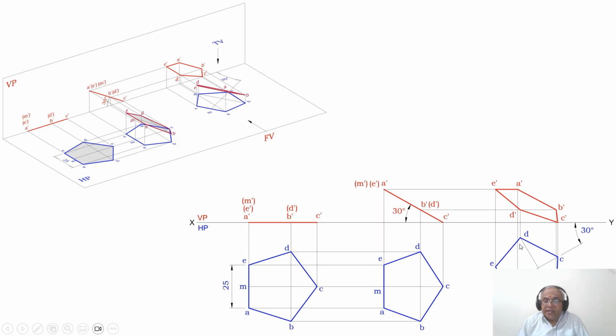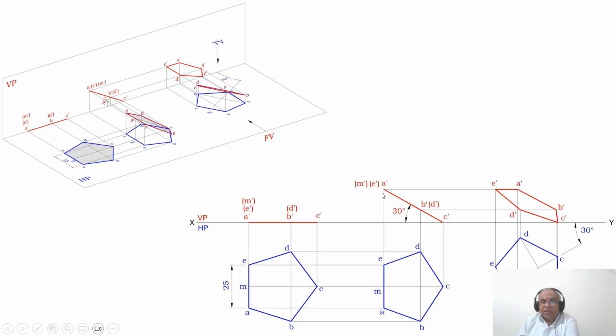So, as we rotate it in counterclockwise direction, you are going to get A here, B here, C here, D here, E here and F. Then join A to B, B to C, C to D, D to E, E to A with a dotted line. So this is how you will be able to draw the third position top view.